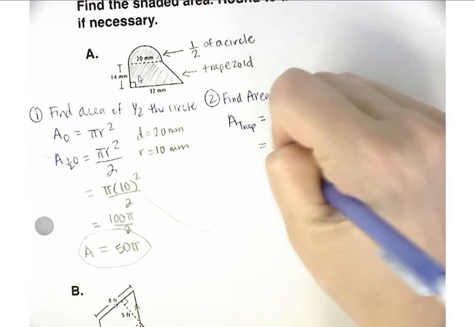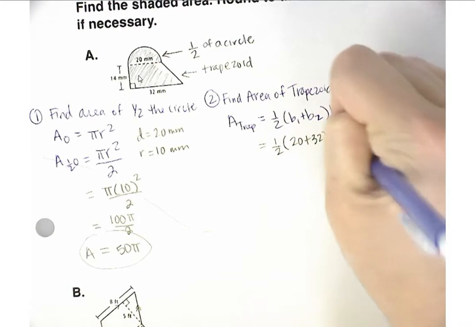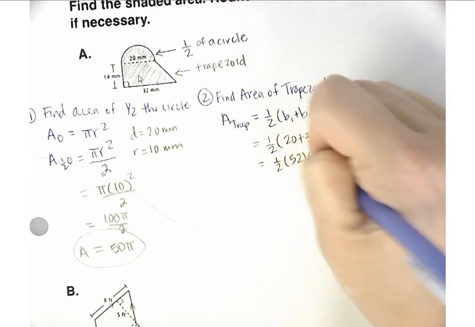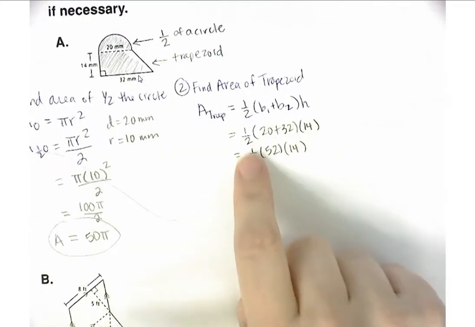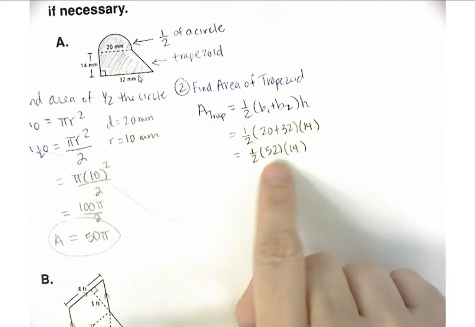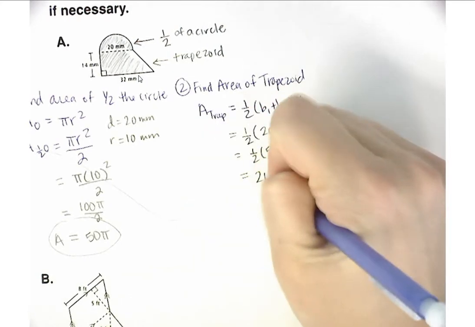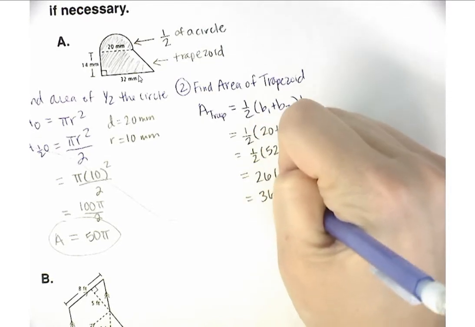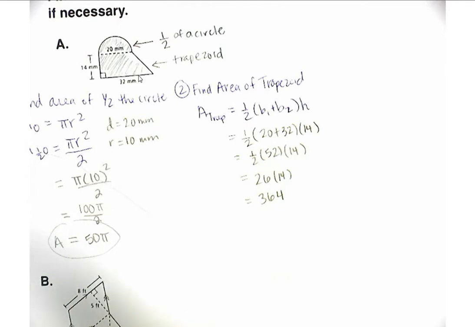Okay, so let's go ahead and calculate that. So we have 1/2 times 20 plus 32 times 14. Okay, and then you could do half of 52 first or half of 14 first. What is half of 52? 26. So it's 26 times 14, okay, which is going to be 364.